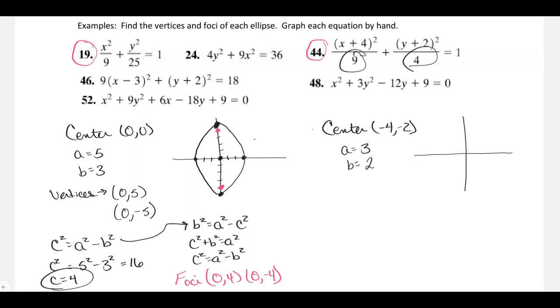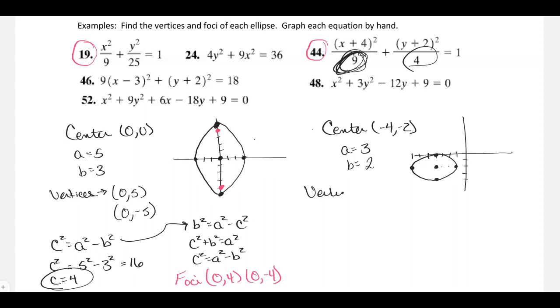So let's draw a picture of what's going on. So we're over here at negative 4, negative 2. Now, our 3 is what's under the X term. That means we're going to move this way. You're going to move along X to find the X, and you're going to move along Y to find the Y. So I'm going to move up 2, and I'm going to move down 2. And that's going to give us our nice little picture here. And if you do this on graph paper, it's going to make it a lot easier.